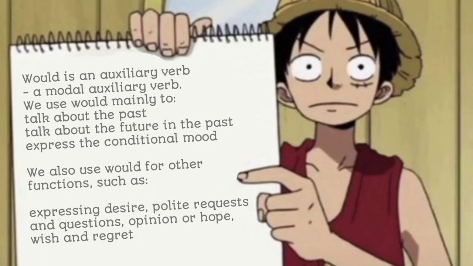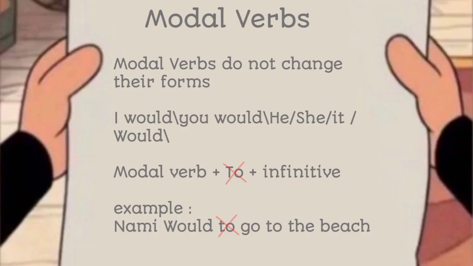Would is an auxiliary verb, a modal auxiliary verb. We use would mainly to talk about the past, talk about the future in the past, express the conditional mode, and we also use would for other functions such as expressing desire, polite requests and questions, opinion or hope, a wish and regret.